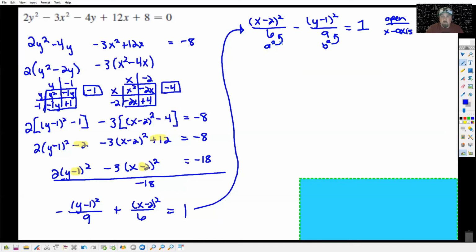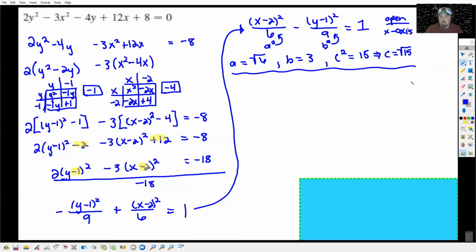So if a squared is 6, a has to be the square root of 6. b squared is 9, b has to be 3, and c, well, c squared is a squared plus b squared, which is 15. So that means that c is going to be the square root of 15, and nothing special factors out of those things. So those are what we're going to use to find the points originally, and then the transformations with this.